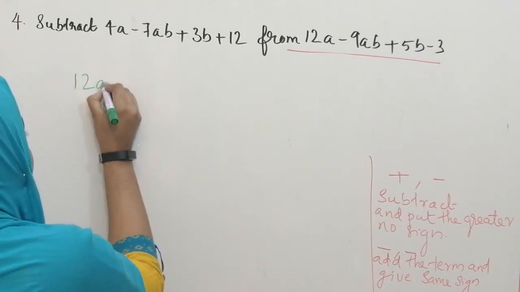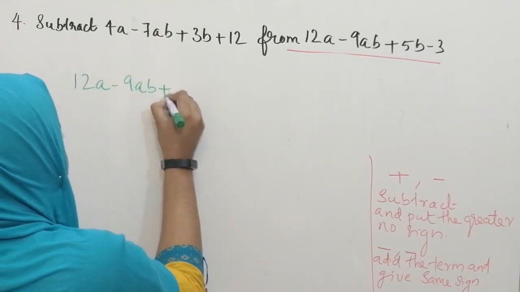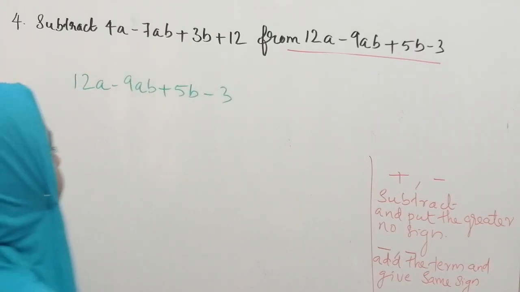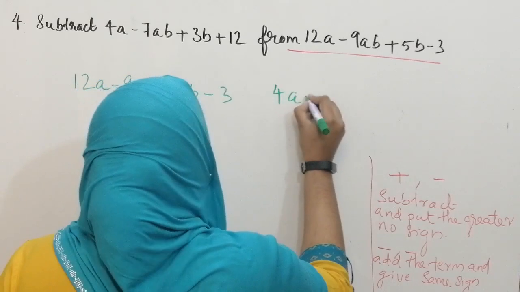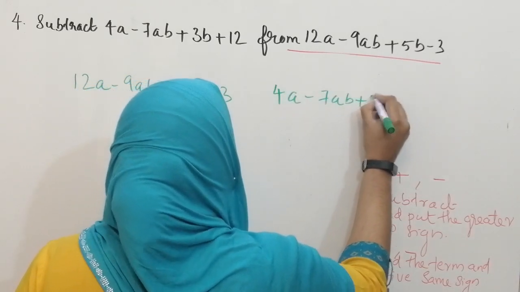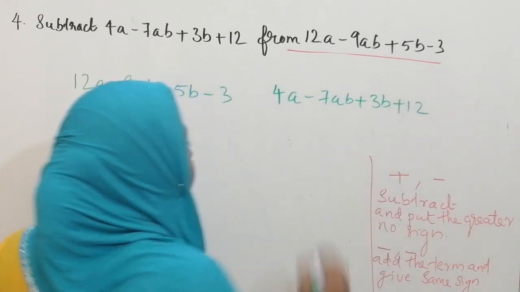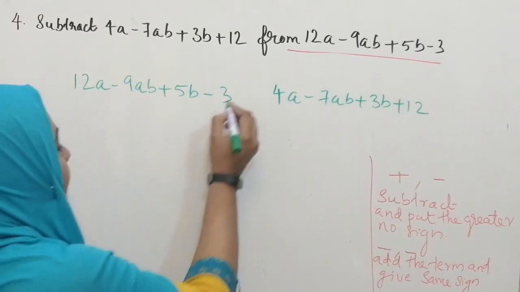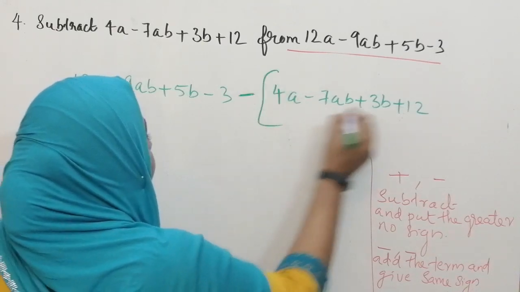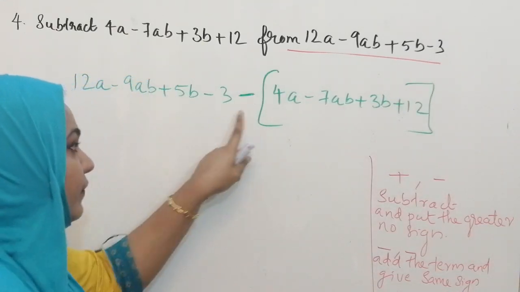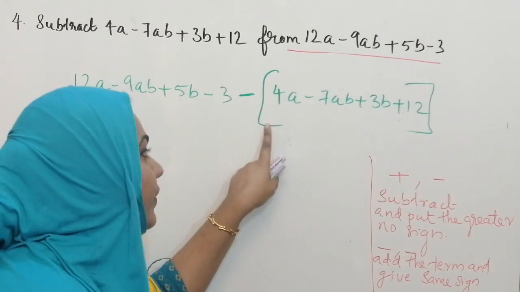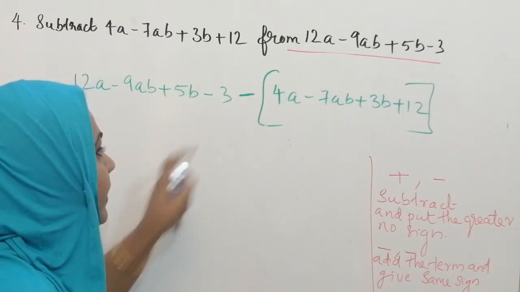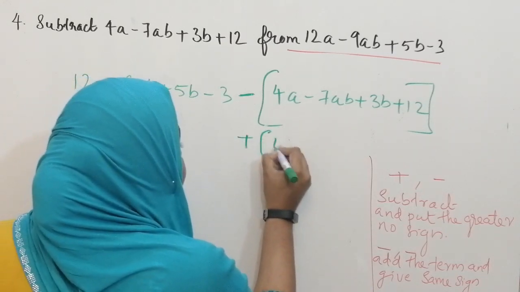So 12a minus 9ab plus 5b minus 3. After that you can write this here: 4a minus 7ab plus 3b plus 12. But there is one condition. We are going to subtract here, so I am putting a minus sign here and giving a bracket. Because if there is addition, there is no need of giving a bracket, because you know that there is no change. But if you give, suppose I am giving plus here and writing like this.